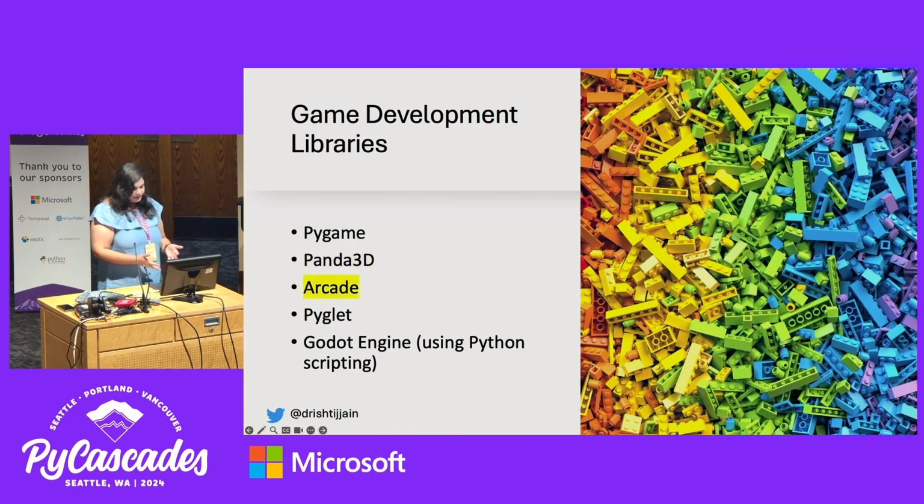The next is Arcade. The pro is that it has a built-in physics engine, so you can directly call a lot of functions. You don't have to take care of the physics part of building a game, and you can directly use the functions if it is a simple game. And the only con is that it has a limited feature set for large-scale game projects.